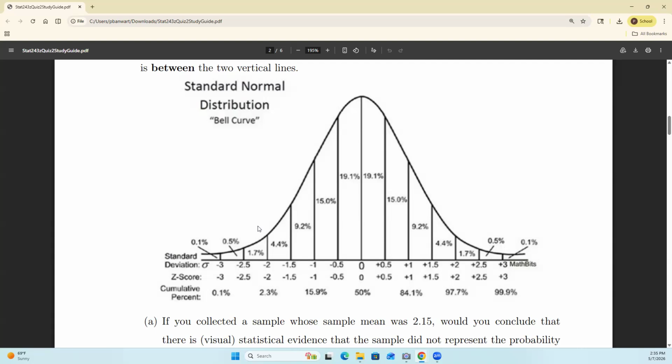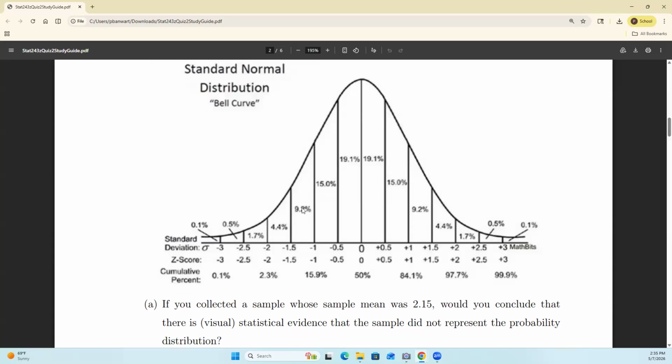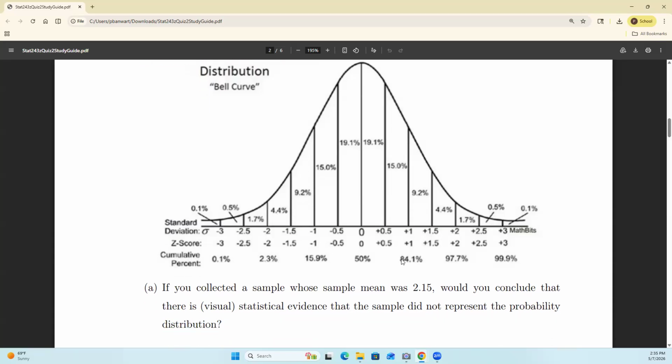So I can ask some questions about this. For ease, I'm just going to use this one here, but you can do it again yourself, or you can ask slightly different ones. So first of all, if I had a sample whose sample mean was 2.15, sorry, based on this scale here, is that visually indicative that there's something interesting going on with the sample, or that the sample is not representative of the probability distribution? Talk about that with your neighbor.